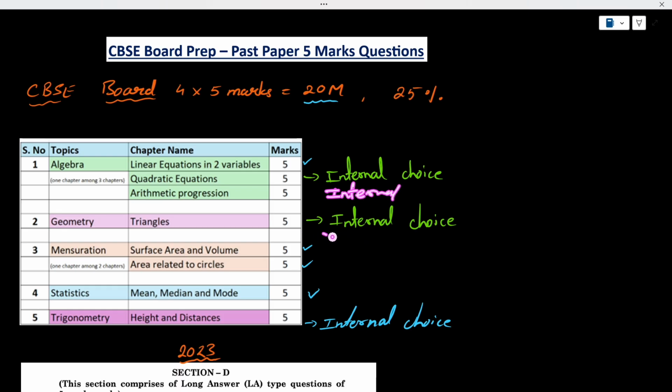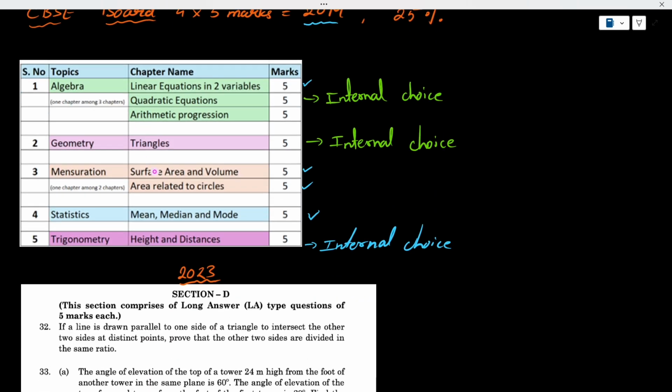Now triangles, most of the time you get internal choice. Then one question of 5 marker can be from mensuration. If it is not a case study, then mostly it is a compulsory question. Then area related to circle will also be a compulsory question. Then there is statistics. There can be one question of 5 marker, that is also a compulsory question.